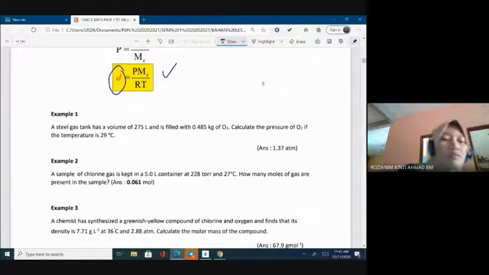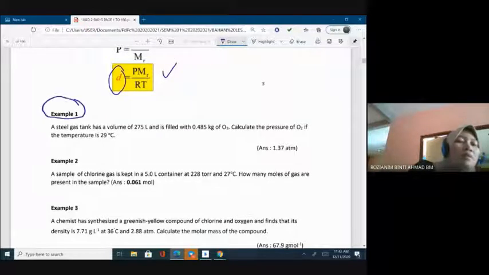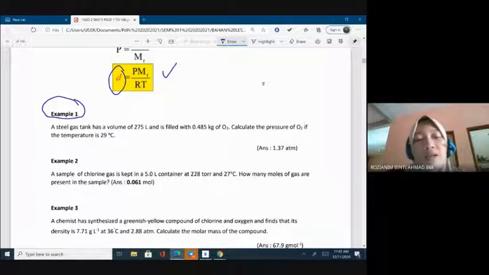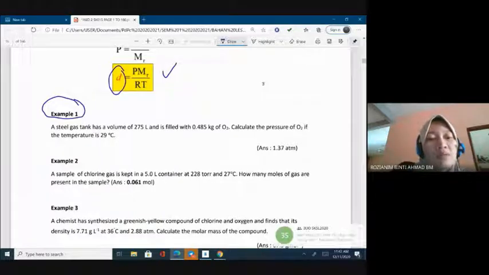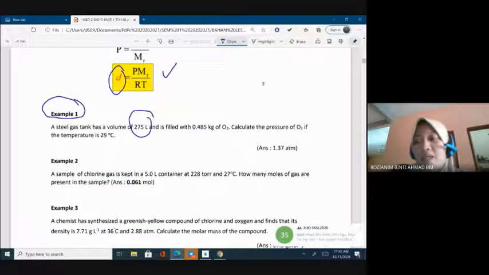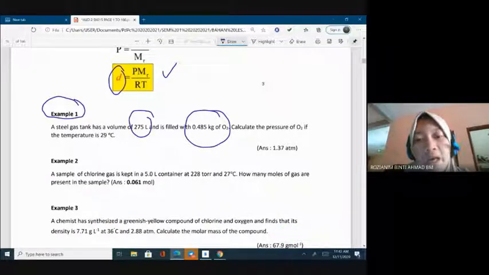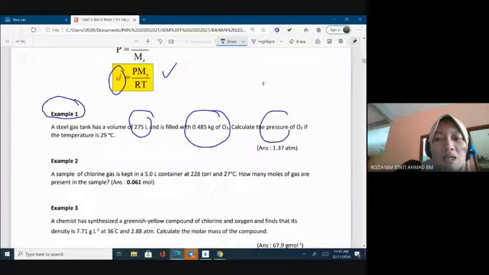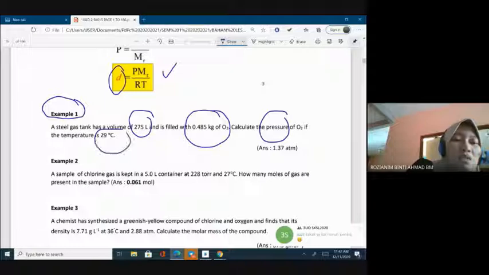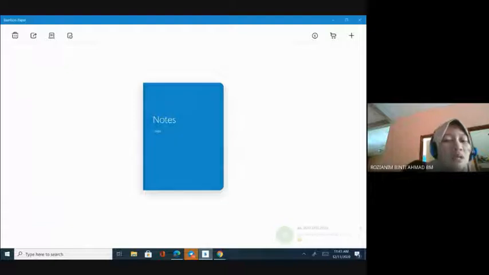So we try the first question here. Now we do it together. We have a gas with a volume of 275 liter, and the mass of the oxygen is 0.485 kilogram. The question: calculate the pressure of the oxygen gas if the temperature is 29 degrees Celsius. So what should you do? We try to construct it first.